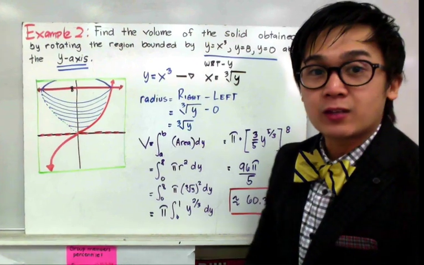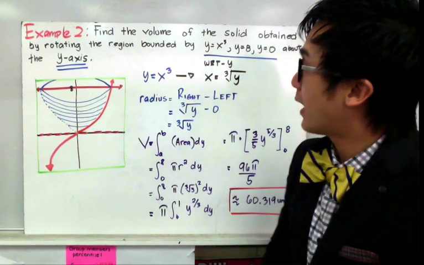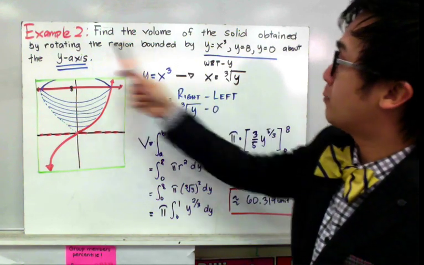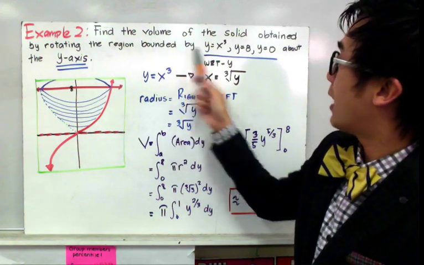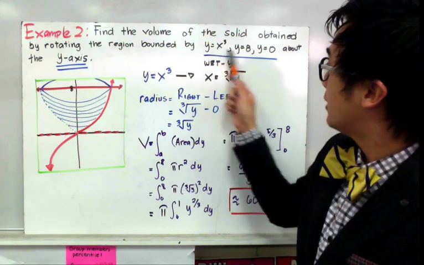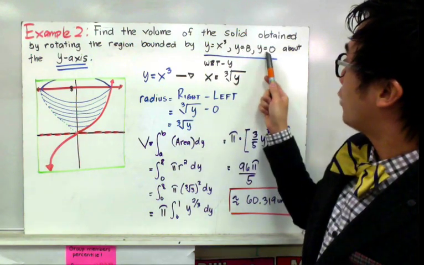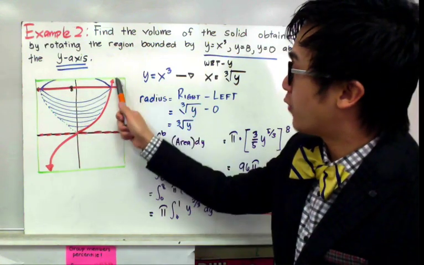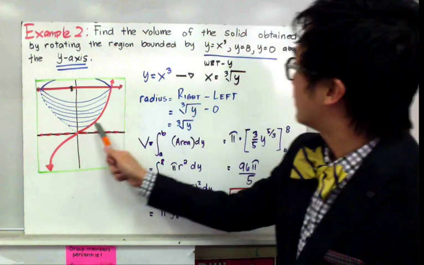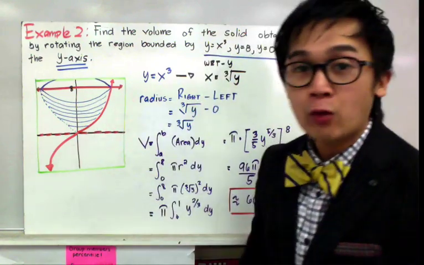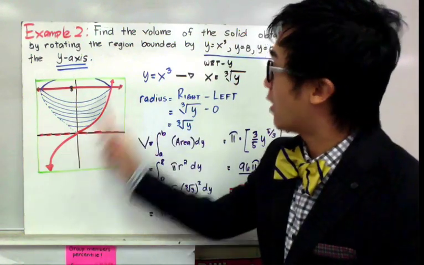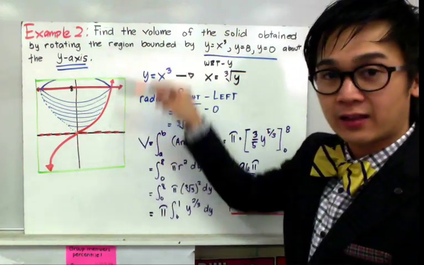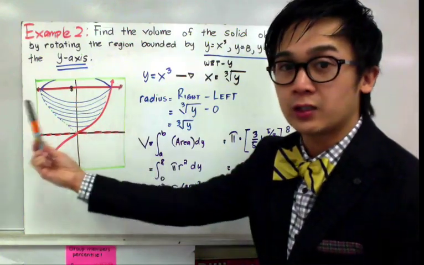So using the idea that we had in example number 1, let's find the volume of this particular solid obtained by rotating the region bounded by the function y equals x cubed, y equals 8 and y equals 0 about the y-axis. So imagine this is your function, which is y equals x cubed. Now we are rotating this function along the y-axis. So instead of rotating it along the x-axis like this, we are now rotating the function this way.